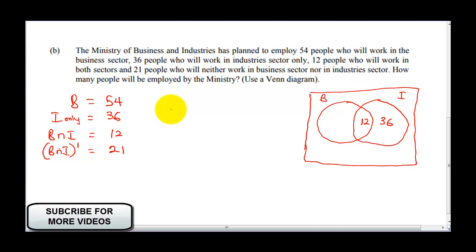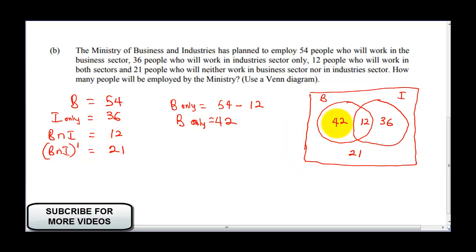So to get B only, it will be 54 minus the people who work in both business and industry. If I subtract 12, which means I'm subtracting all the people who are in this area that work in industry, so that I can get the business only. 54 minus 12 is going to give us 42. So B only is 42. Therefore, 42 is supposed to be here. The last one says those who don't work in business or industry, that is the complement, is 21. So I'm going to put it outside.